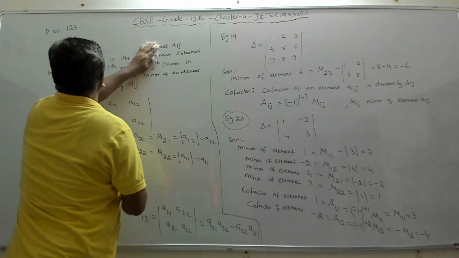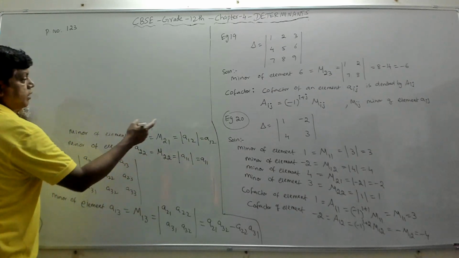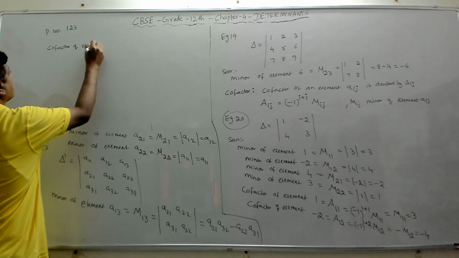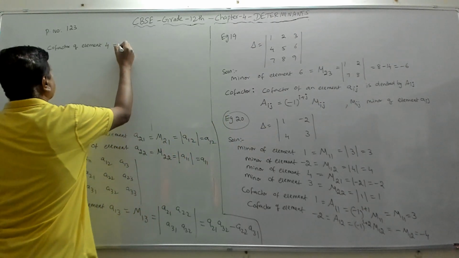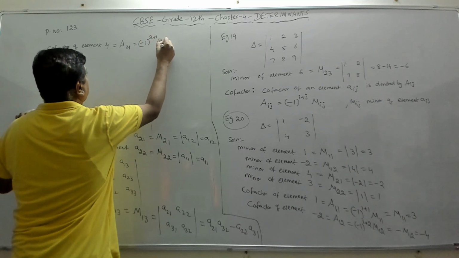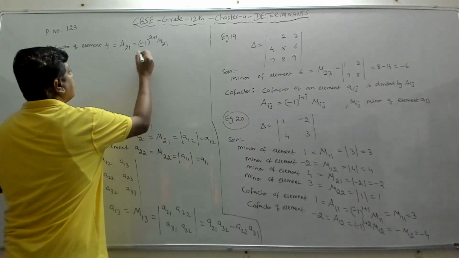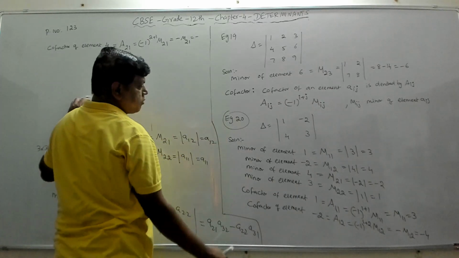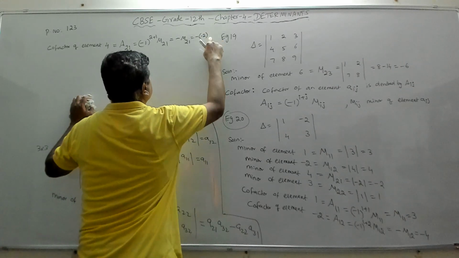I am erasing this. So the cofactor of the next element, which is 4. The position of this is A21, so the cofactor will be capital A21. That will be equal to minus 1 power 2 plus 1 M21, as per this definition. So minus 1 power 3 is minus M21. M21 is minus 2, so it is minus of minus 2, which is 2.